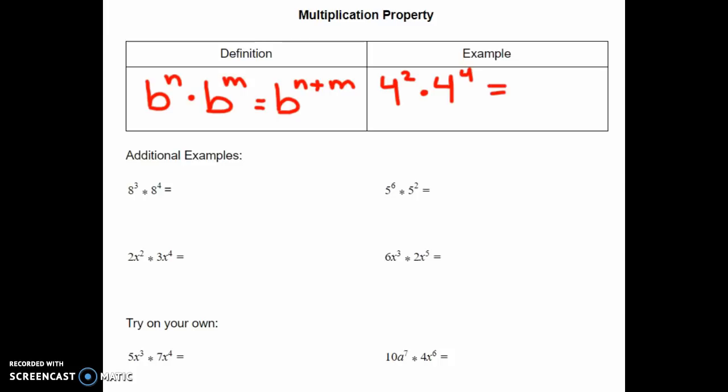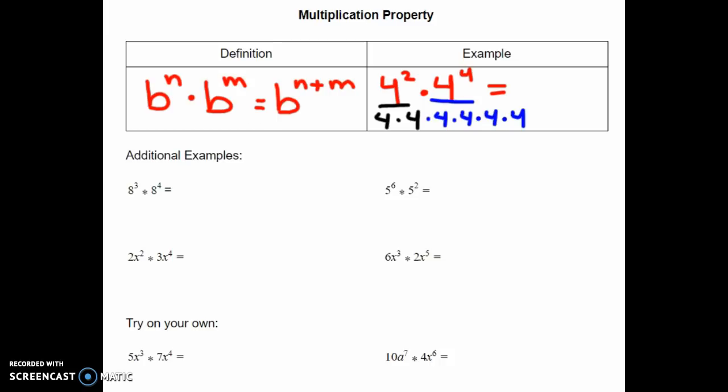So when we have a problem like this, how did I get to adding the exponents from before? Well, I am going to show you how to write it out in expanded form. If you remember expanded form versus exponential form from last unit, 4 to the second power can actually be written as 4 times 4, and 4 to the fourth power can be written as 4 times 4 times 4 times 4. Okay, if you remember that from last unit.